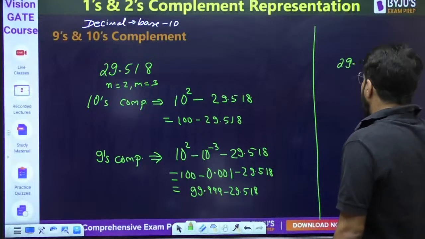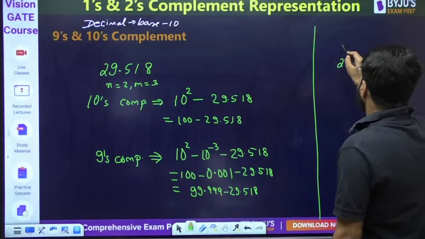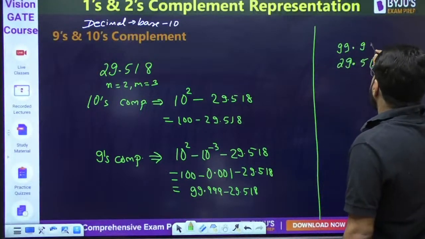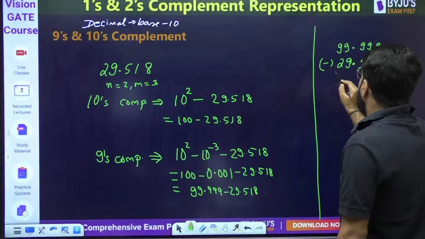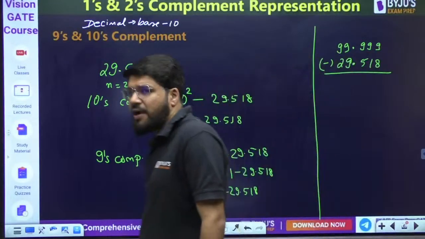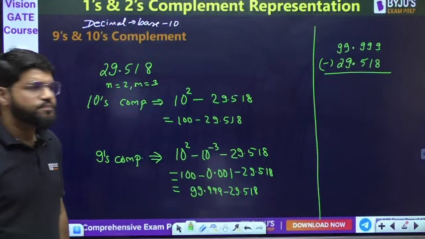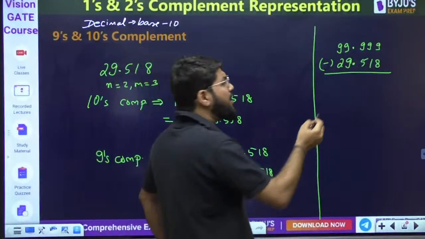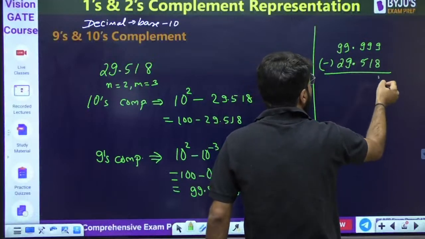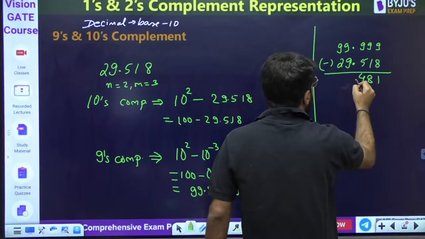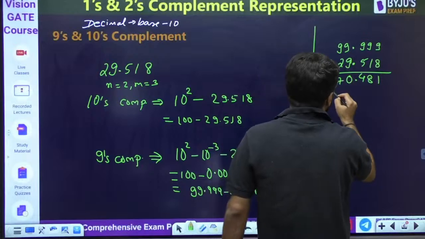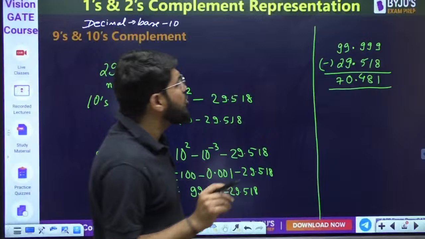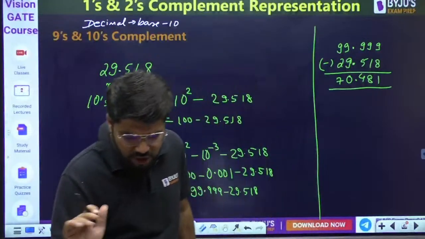So the given number is 29.518, and I am going to subtract it from 99.999. Clear? What you are able to see is that every digit will be subtracted from 9. So 9 minus 8 is 1, 9 minus 1 is 8, 9 minus 5 is 4, 9 minus 9 is 0, 9 minus 2 is 7. So we get 70.481. Basically, what you have to do is subtract every digit from 9. That is the shortcut we will use.